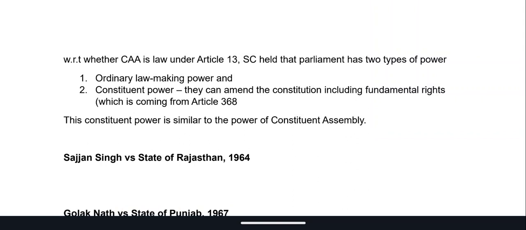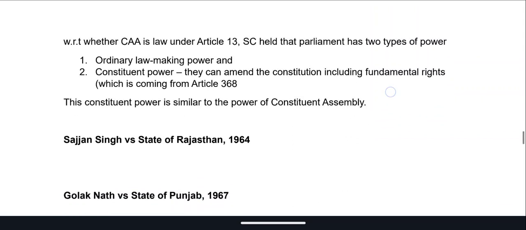Now, the Supreme Court said that parliament has two types of powers: the ordinary lawmaking power and the constituent power. This constituent power is similar to the power of that Constituent Assembly. Once the constitution came into force, the Constituent Assembly closed, and it was only parliament. The job of the Constituent Assembly was to develop the constitution and also make changes. As parliament came into the picture, it still has the constituent power through which it can make constitutional amendments, and it also has the ordinary lawmaking power, which comes through general articles like Article 245, Article 246 and so on.